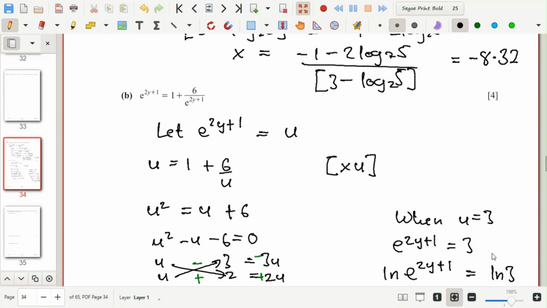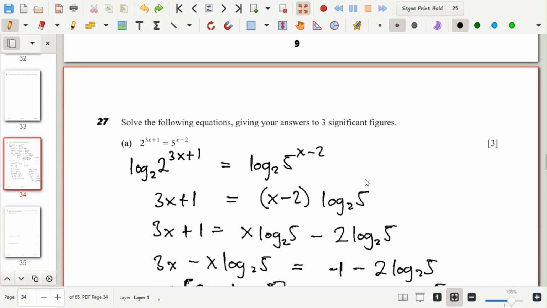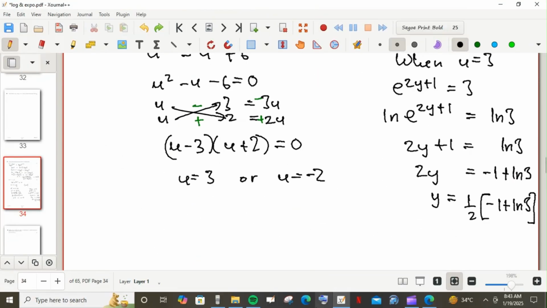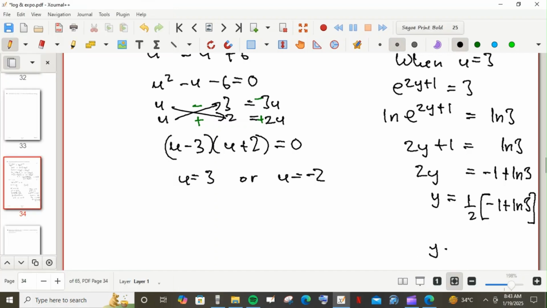Okay, so are they requesting the exact value? No. They say you should leave your answer to 3 significant figures. So let me do that. Where's my calculator? 0.5 times negative 1 plus ln 3. I'm getting 0.0493.